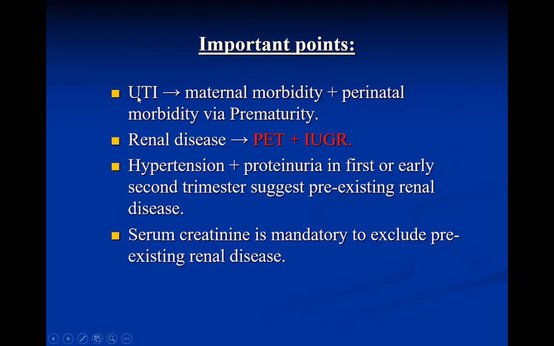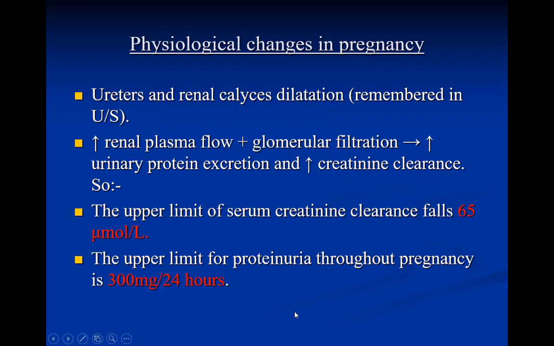Important points: UTI leads to maternal morbidity and perinatal morbidity via prematurity. Renal disease like preeclampsia and IUGR. Hypertension plus proteinuria in the first or early second trimester suggests a pre-existing renal disease. Serum creatinine is mandatory to exclude pre-existing renal disease.